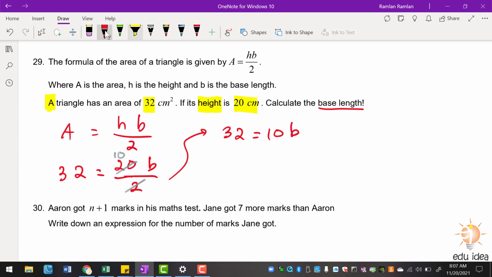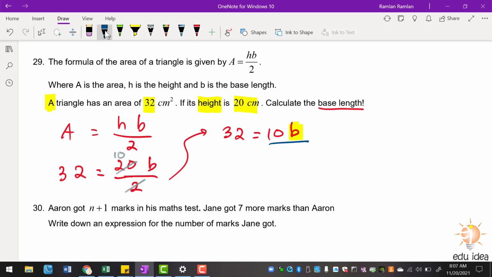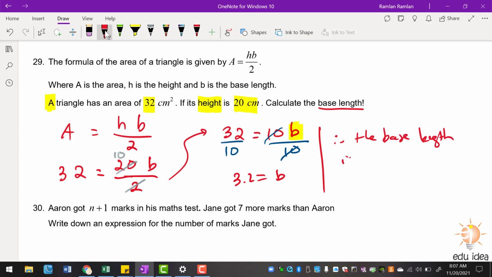Okay, so I'll focus on the variable. The variable is on the right side of the equal sign, over here, right? Because it's not alone yet, we have this 10, so divide both sides by 10 so that the b is alone on one side of the equal sign. So I divide this by 10 and also divide the other side by 10, and then I can cancel the 10, right? So I will get the b on the right side of the equal sign, and 32 divided by 10 is 3.2. So I can have a conclusion that the base length is 3.2. And don't forget to write down the unit, which is centimeter, right? It's centimeter and centimeter.